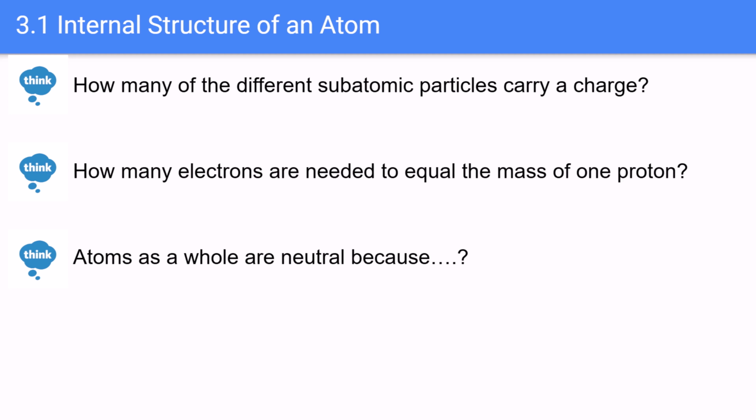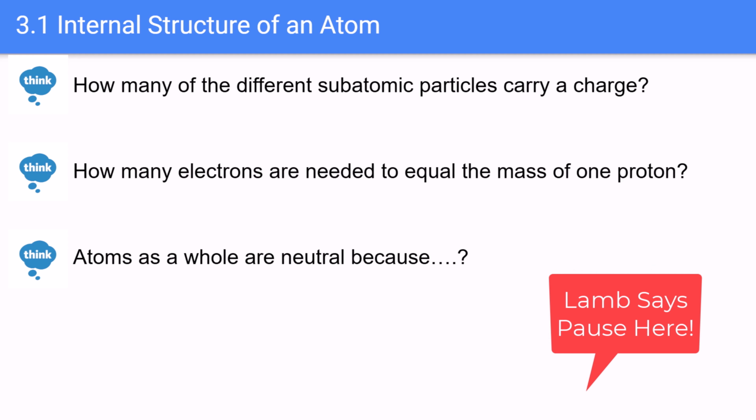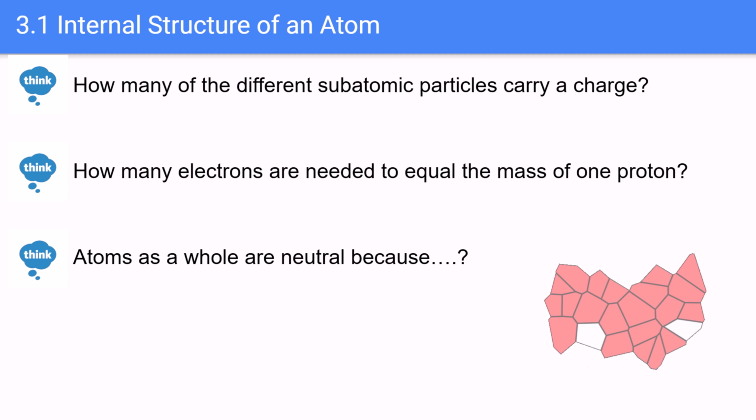So I'd like you to take a few moments and determine the answers to these questions. How many different subatomic particles carry a charge? How many electrons are needed to equal the mass of one proton? And atoms as a whole are neutral because of what reason? Take a minute, pause the video, and we'll come back and discuss these answers in just a moment.